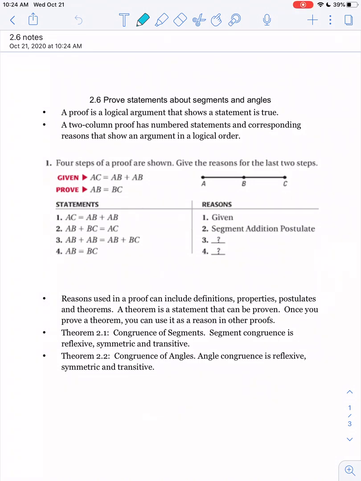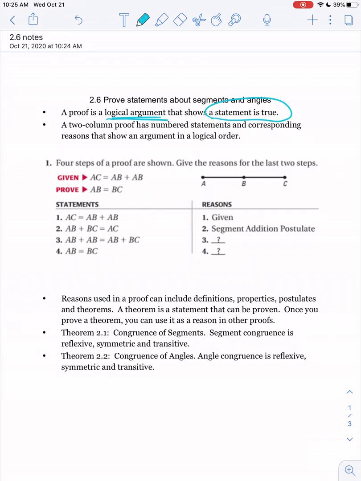This is Honors Geometry Lesson 2.6, Proving Statements about Segments and Angles. First thing I want to talk about is what is a proof? A proof is just a logical argument. And the logical argument is going to show us that that statement is true.